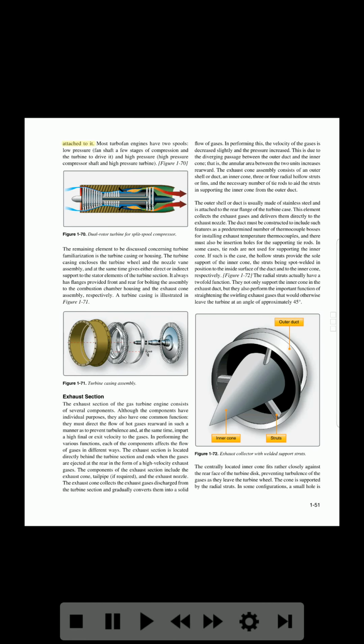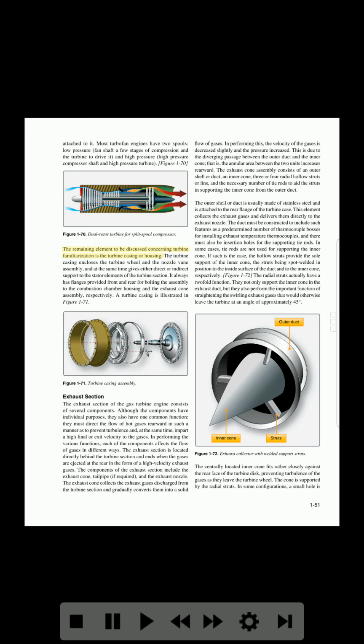strut attached to it. Most turbofan engines have two spools: a low pressure fan shaft, a few stages of compression and the turbine to drive it, and a high pressure compressor shaft and high pressure turbine. Figure 1-70. Dual rotor turbine for split spool compressor.